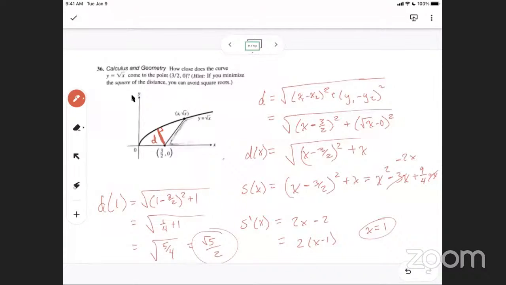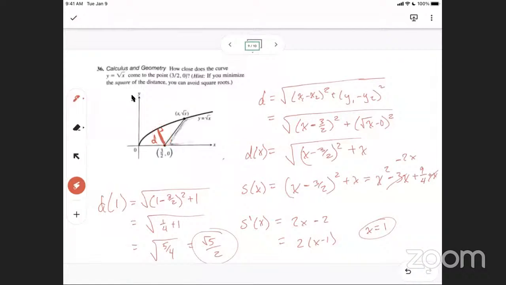So how did you know to use the distance formula? Well, because they said, what is the distance? Remember, that's kind of the key with all these questions, is you have to use your prior knowledge to figure out what tools you need. So they said, how close does the curve come? Well, close means distance. So what's the shortest distance?